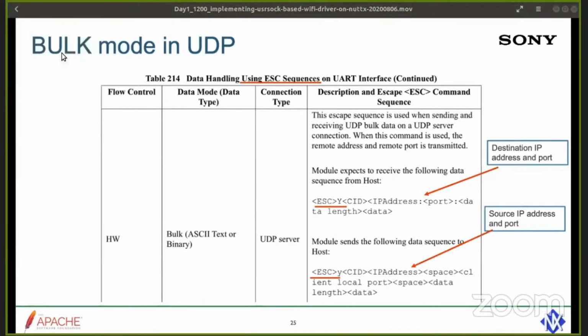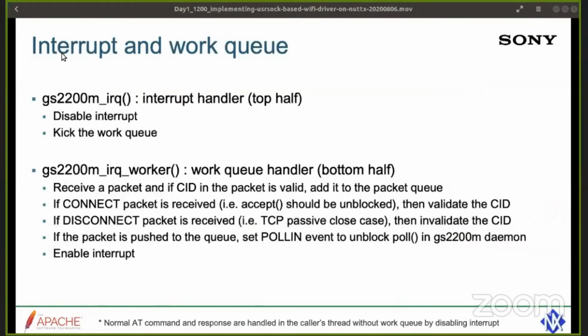Also, CID, IP address, port, data length, and data must be specified. As I explained earlier, there is an interrupt handler in the driver. In the handler, just disable interrupt and then kick the work queue.